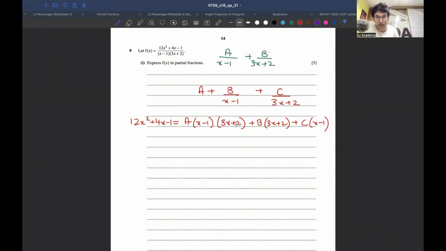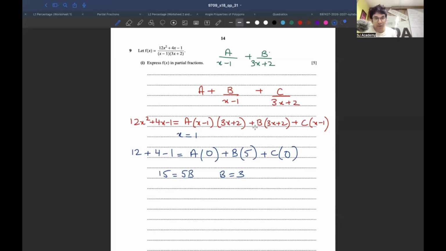Now to find the values of a, b, and c, we can start by assuming values. Let's say we take x equal to 1, then the a term and the c term will cancel out. So substituting x equals 1, we get 12 plus 4 minus 1 is equal to a times 1 minus 1, which is 0, so the whole term becomes 0, plus b into 3 times 1 plus 2, that is 5, plus c times 1 minus 1, which is 0 as well. So I get 12 plus 4 is 16 minus 1, 15 is equal to 5b. So b is equal to 3.